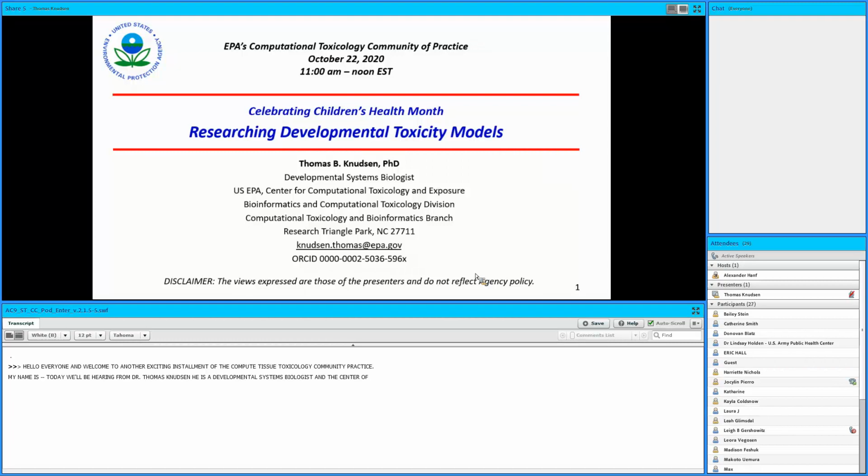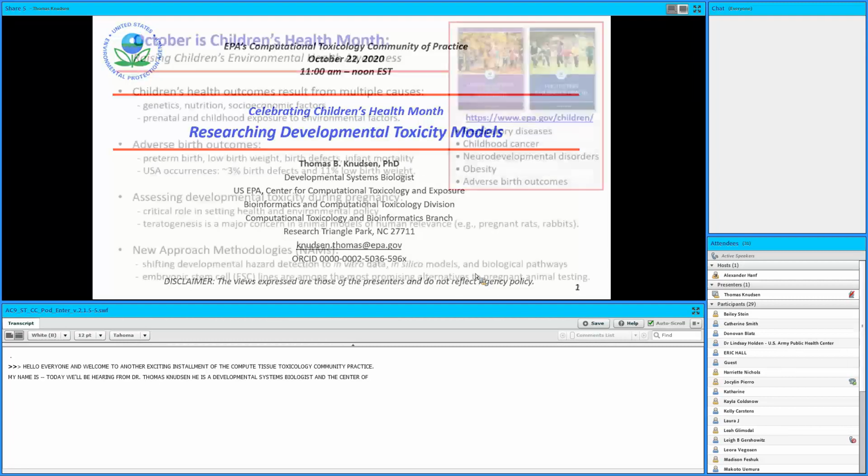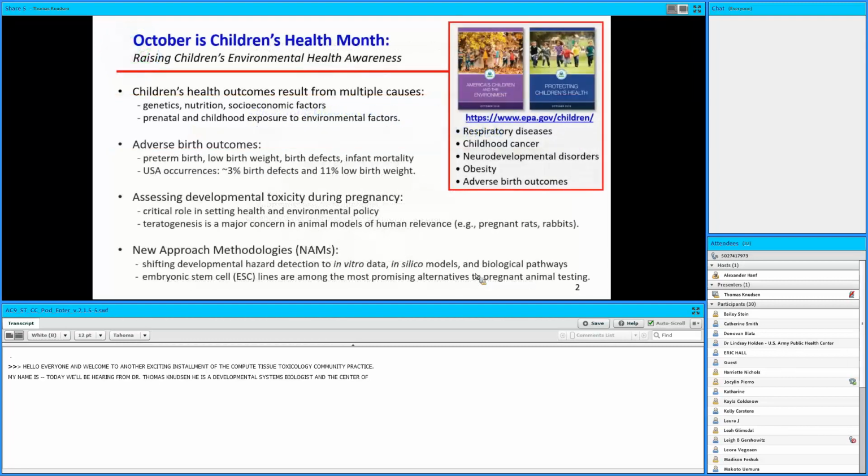Thank you, Sammy, and thank you folks for joining in. October is now being more and more known as Children's Health Month, with the focus on raising children's environmental health awareness. Children's health outcomes result from multiple causes. There's genetics, nutritional, socioeconomic factors involved, and of course prenatal and childhood exposures to environmental factors.